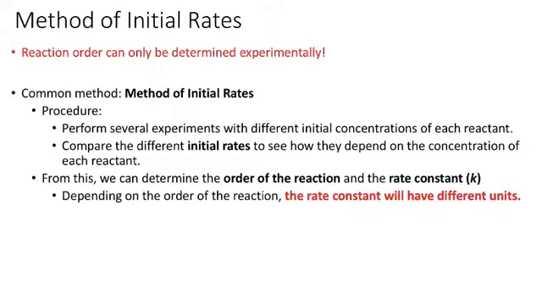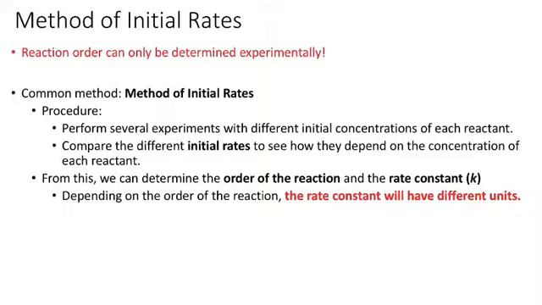Hey everybody. The purpose of today's video is to talk about using the method of initial rates to determine the differential rate law for a particular reaction. Now remember that the differential rate law contains the reaction order, and that those reaction orders can only be determined from experimental data. The method of initial rates is by far the most popular method for making a decision about the orders of each reactant and the overall reaction.